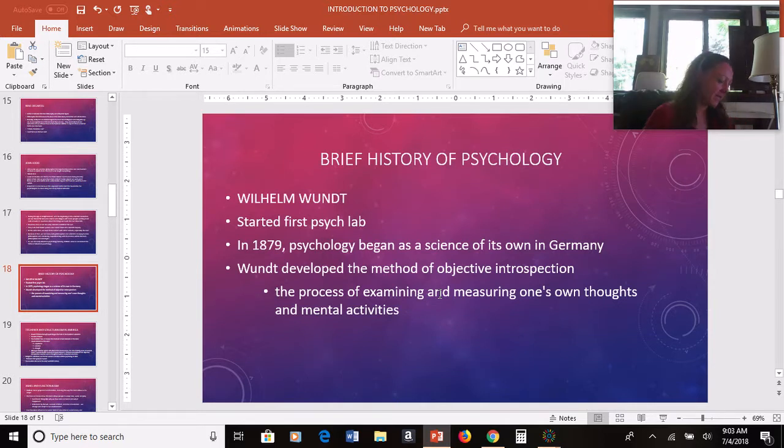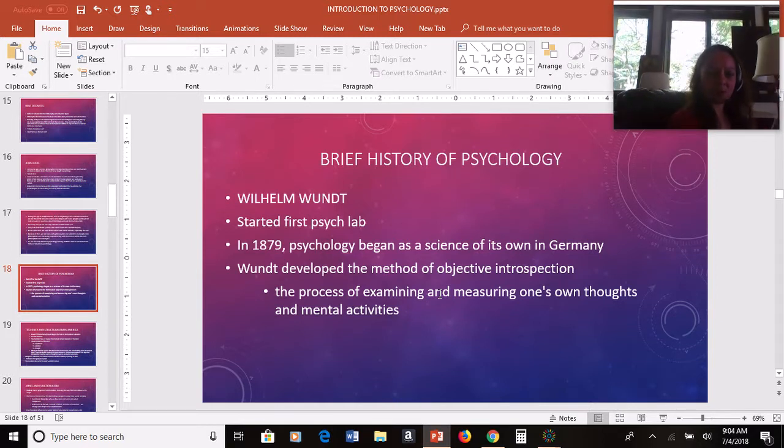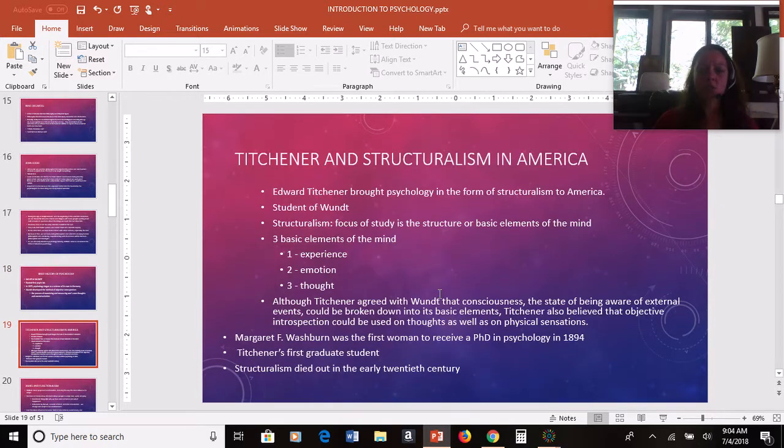And the main thing about Wundt here is that he came up with this idea called objective introspection, and basically what it's really about is examining and measuring one's own thoughts and mental processes. So it would be something like he would have a student pick up a rock and then just feel the rock. How does it feel in your hand? And things like that. And so that's kind of how it started.